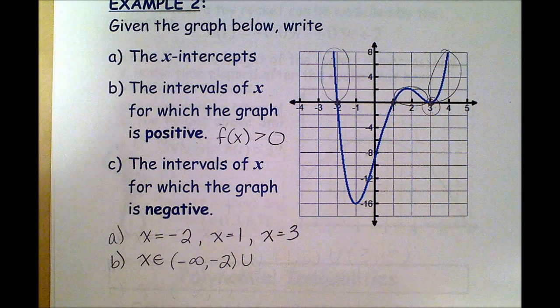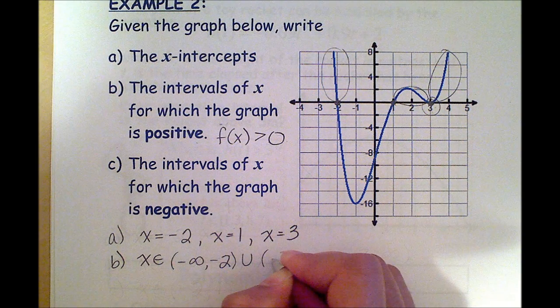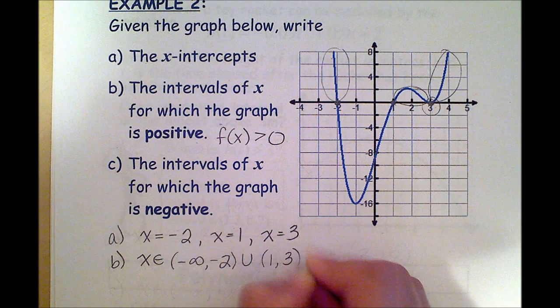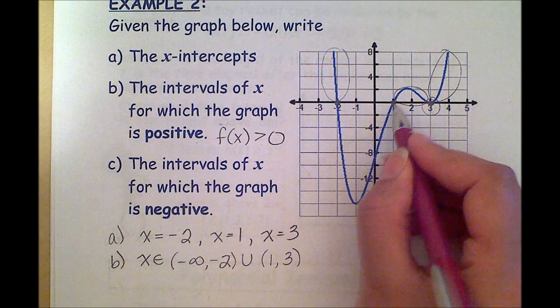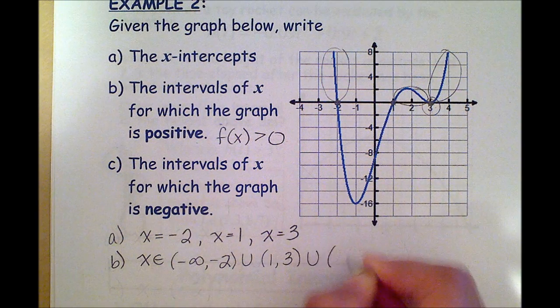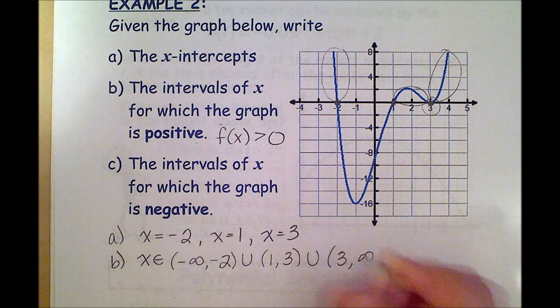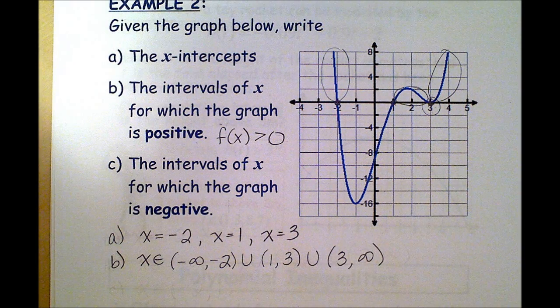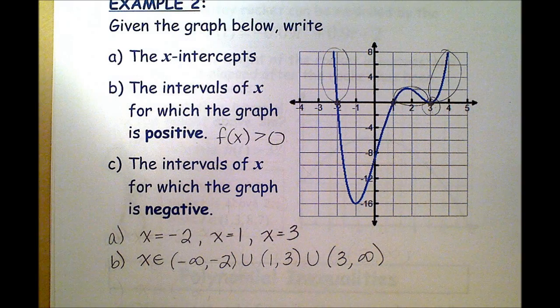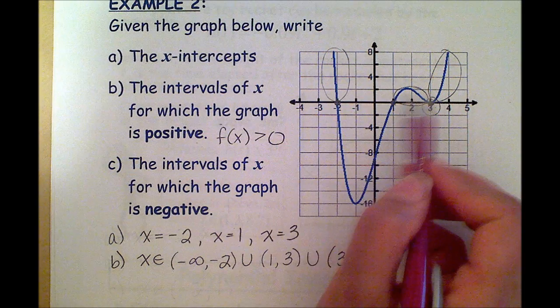So the second interval goes from positive 1 to positive 3. That's where the function is only positive. And then the last interval is from 3 to infinity, so it goes on forever. Okay? So that's where the function is positive. 3 separate intervals where it's positive.